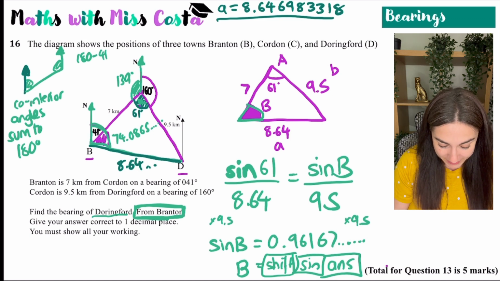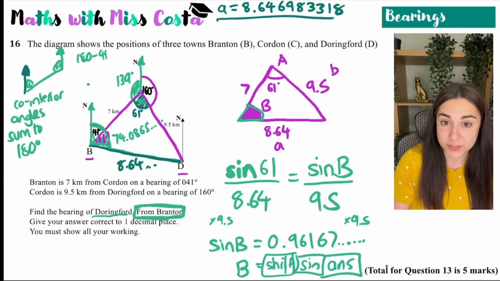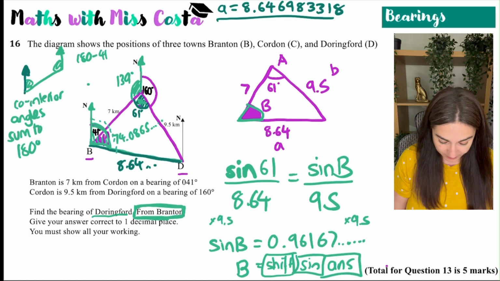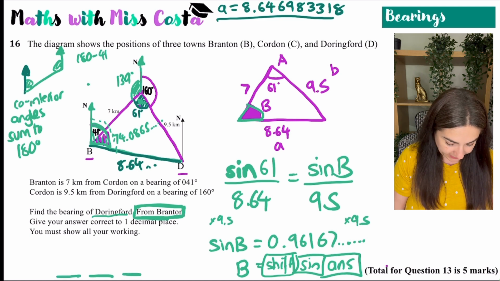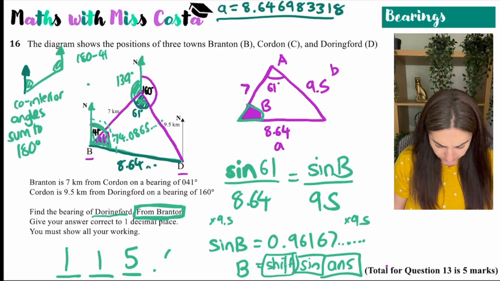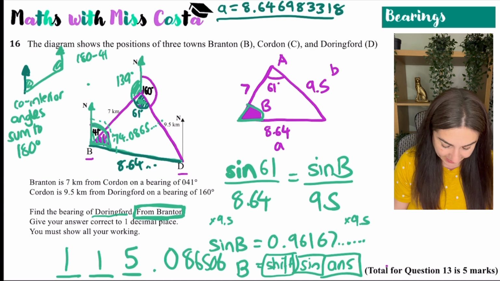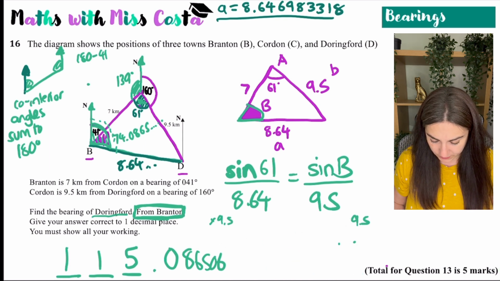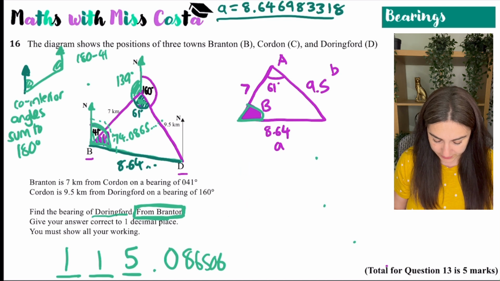So I need to work out this bearing of Dorringford from Branton, strange names. So it's going to be this angle here. Remember, you start from due north, you go clockwise until you reach the line, and your bearing is going to have to be 3 digits. So 74.0865 plus 41 is 115.086506, that's the angle.